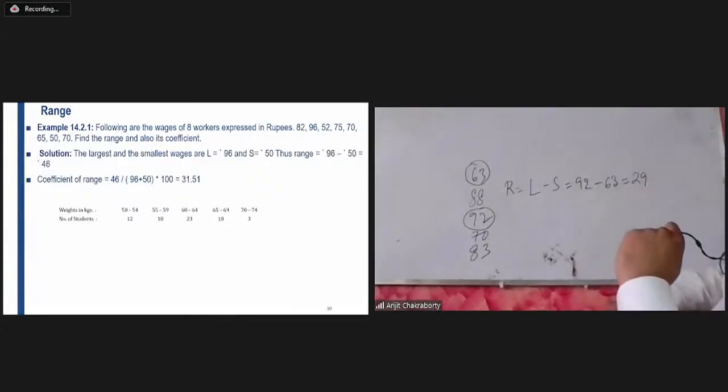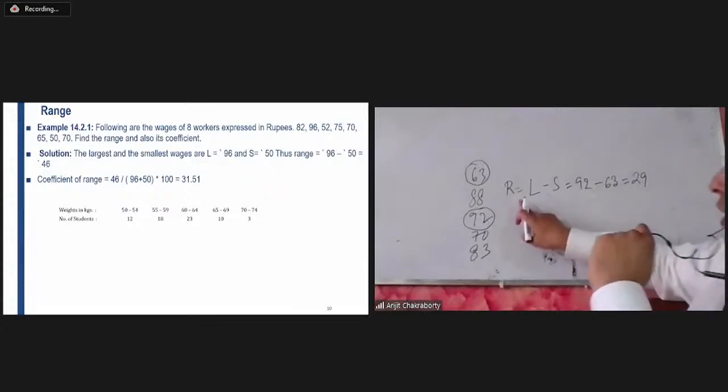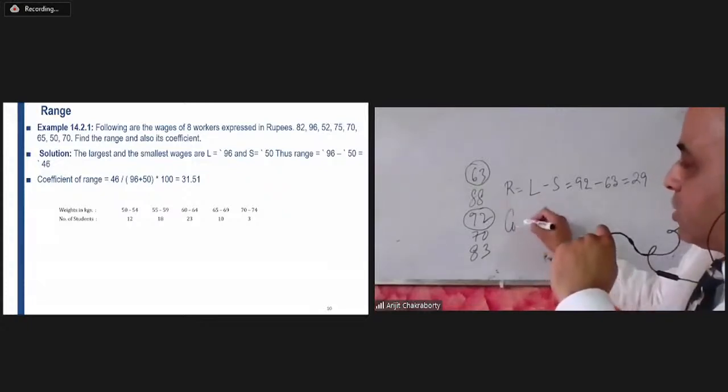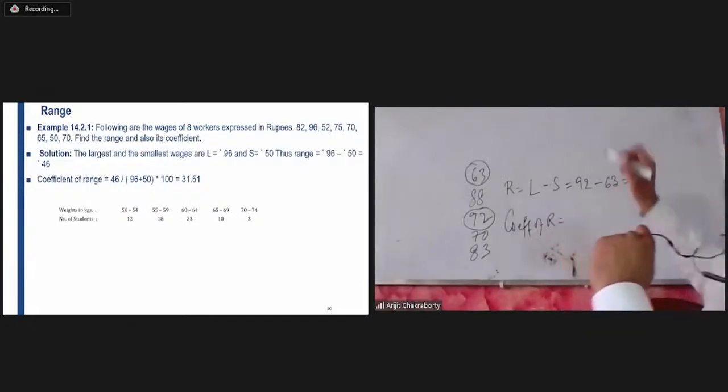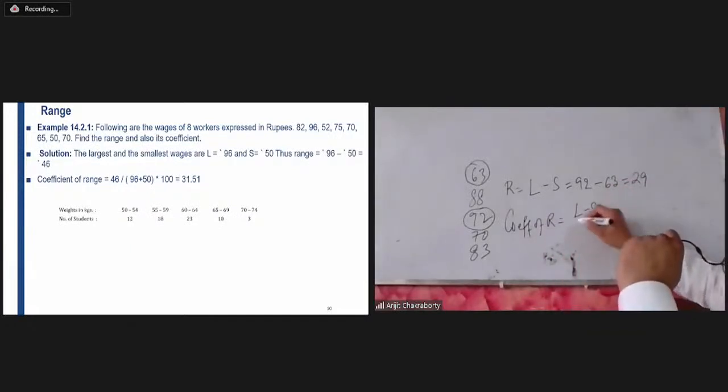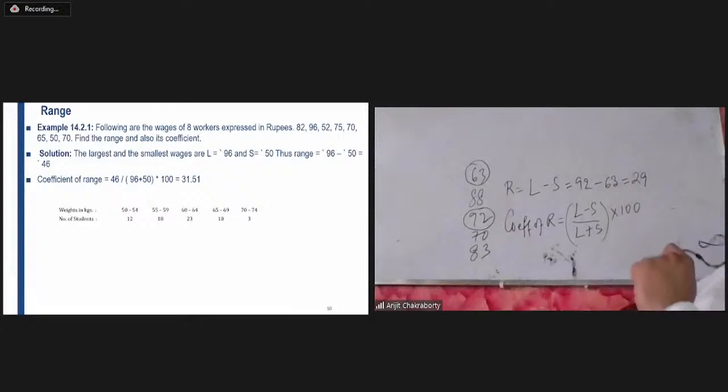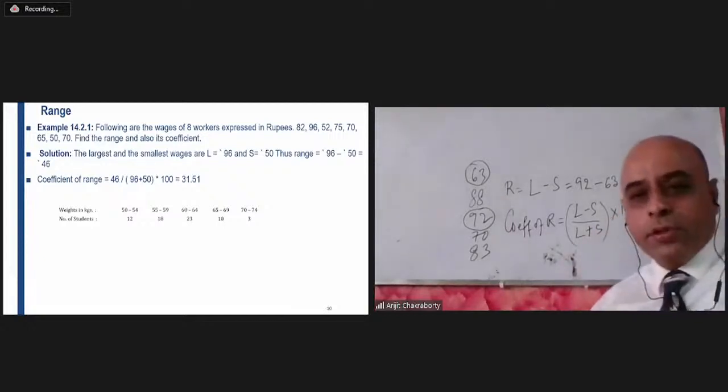Okay, 29. So this is range. Now the coefficient of range is equal to L minus S divided by L plus S into 100. Okay, this is the formula. So here, if you see, coefficient of range is how much?